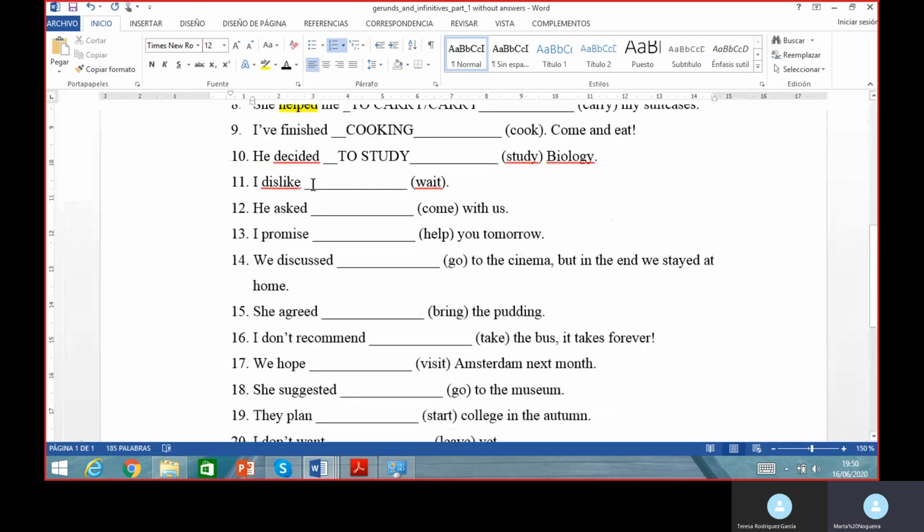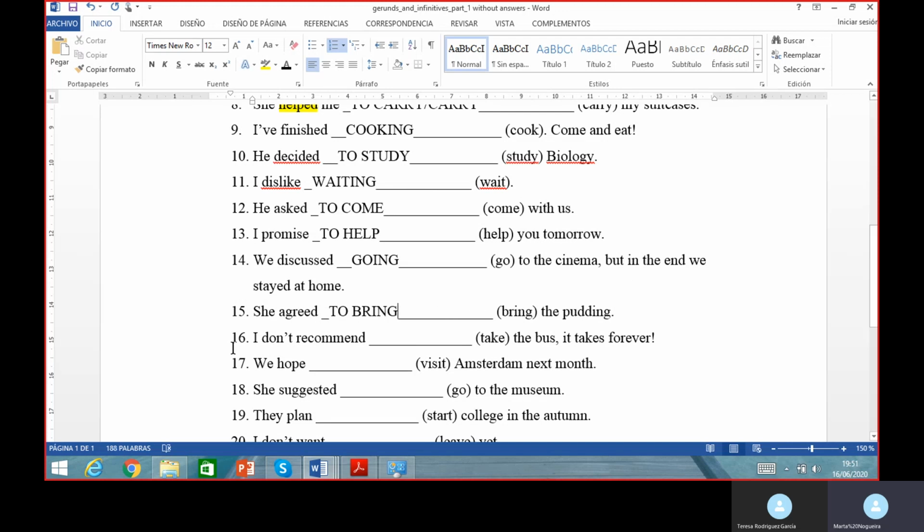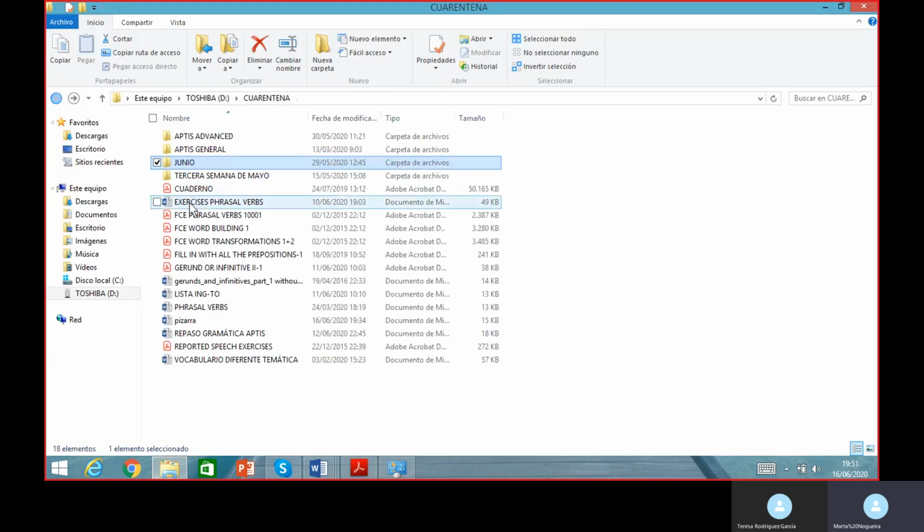11, I dislike waiting. 12, he asked to come with us. 13, I promised to help you tomorrow. 14, we discussed going to the cinema, but in the end we stayed at home. 15, she agreed to bring the pudding. 16, I don't recommend taking. Recommend is one of the verbs that can be followed by to or ing, but they mean something different.